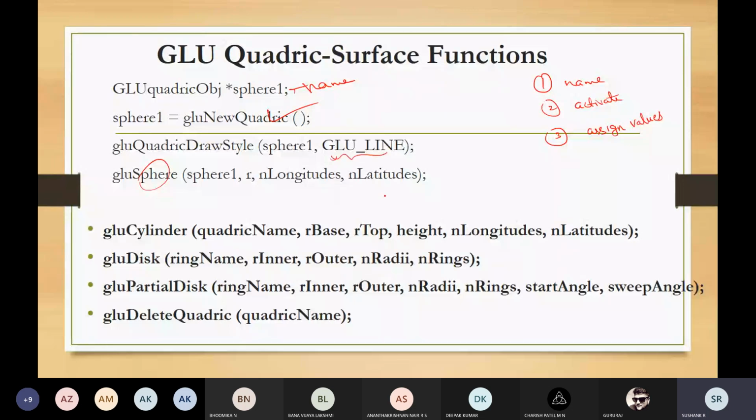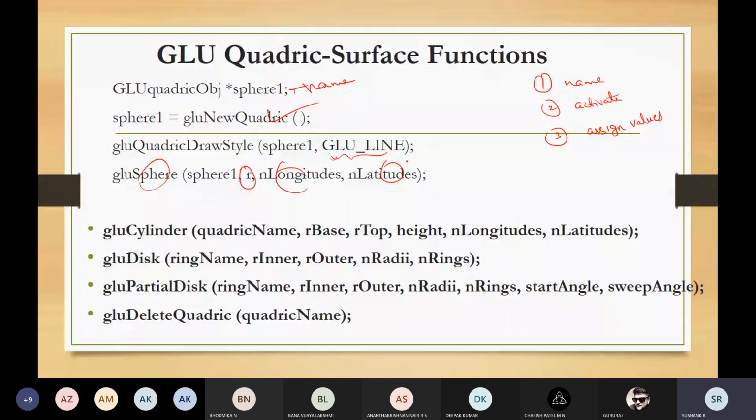And also how the values are assigned? The values are assigned by these parameters: r, n latitude, n longitude. So n latitude and n longitude give the number of longitude lines and latitude lines. R will give you the sphere radius. So first name, second activate, third assign the values.